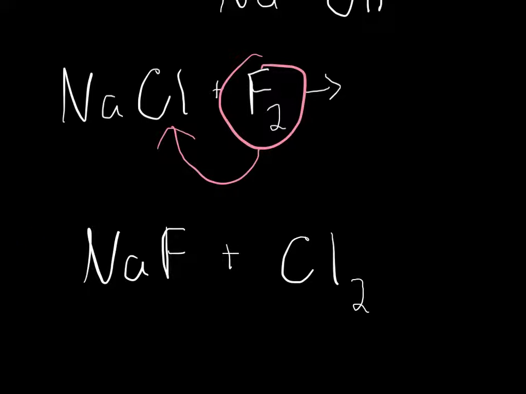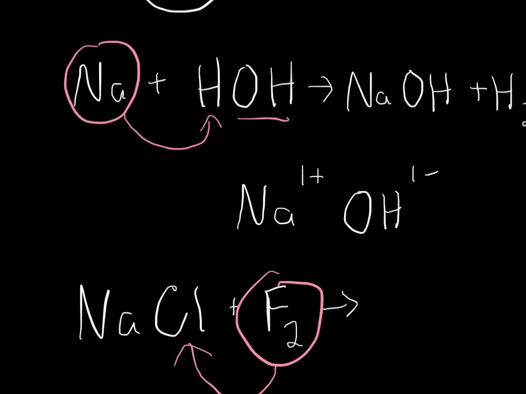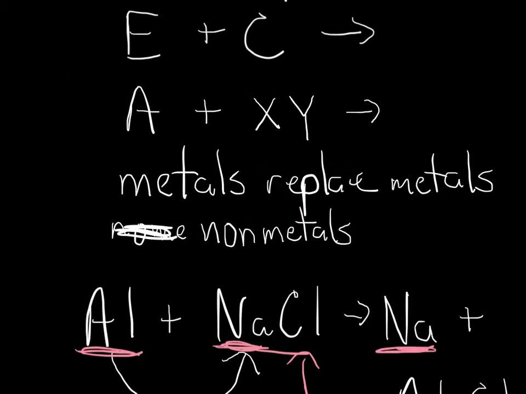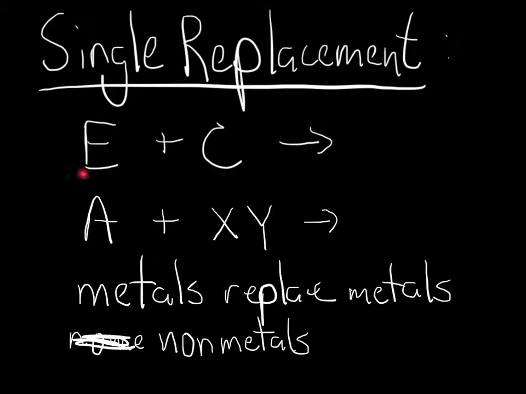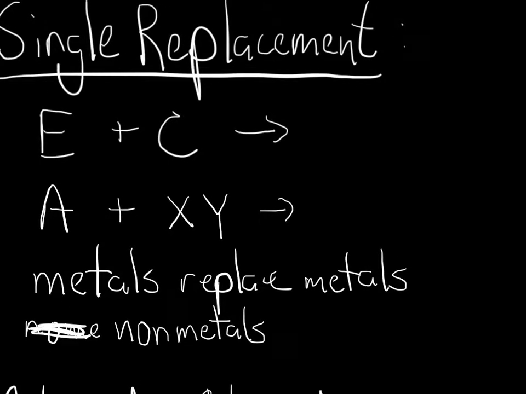Alright, so once again, these are my single replacement reactions. I know that I have a single replacement reaction because I'm starting with an element plus a compound. If I wanted to finish off what I started over here with my general format, A plus XY, then if A is a metal, A will replace X, and I'll get A paired up with Y plus poor X by itself. And you always have to check the activity series with single replacement reactions.